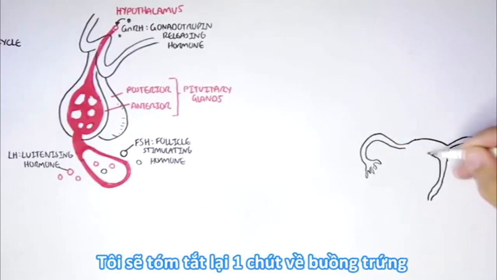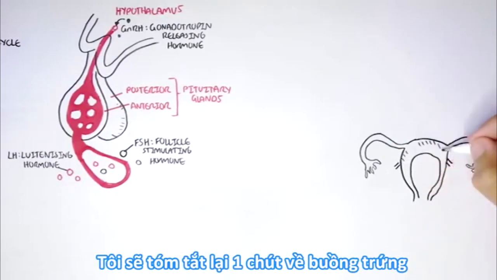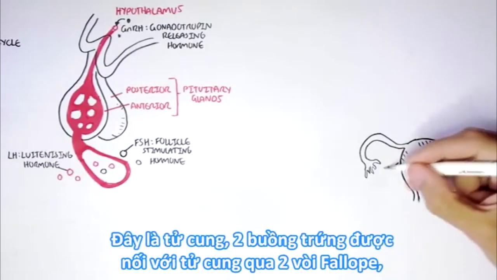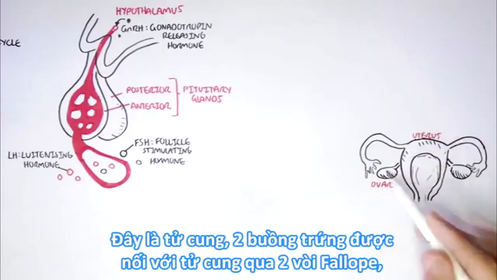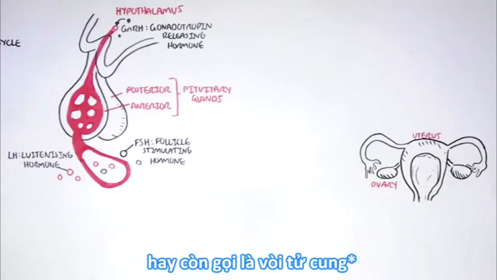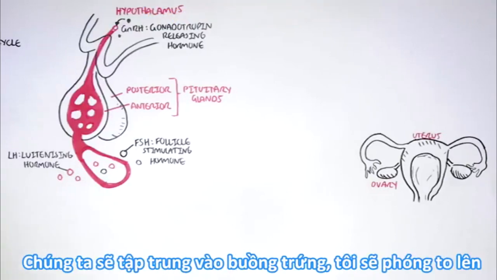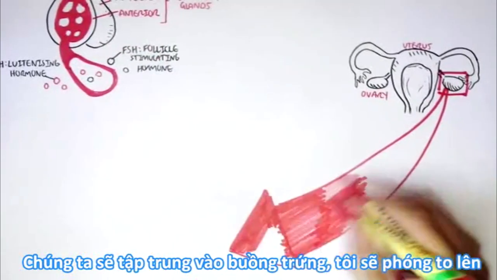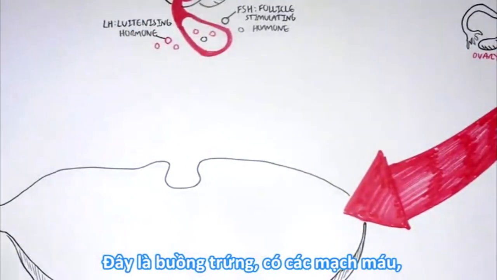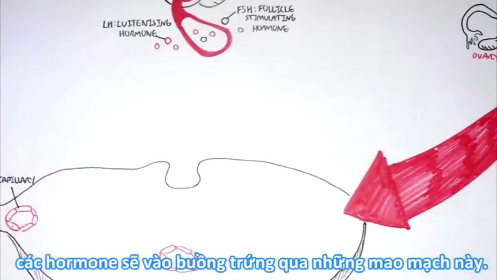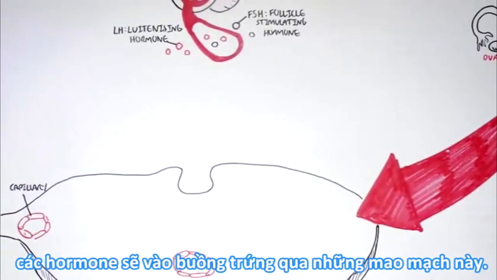So let's just recap quickly what the ovary is and where it is. Here we have the uterus and the ovaries, which connect to the uterus via the fallopian tube, essentially, but it's now known as a uterine tube. So we will focus on this ovary here. Let's zoom in. Here is the ovary, and it has blood vessels. And it's through these capillaries, these blood vessels, that the hormones can enter.